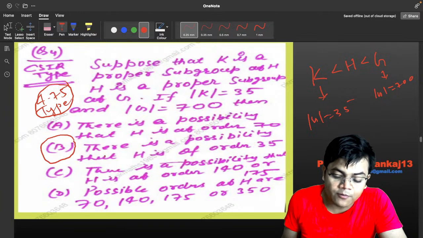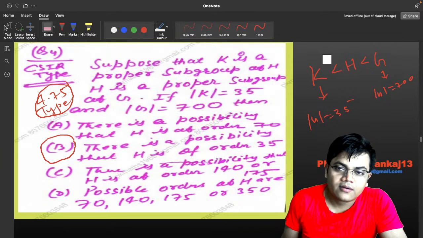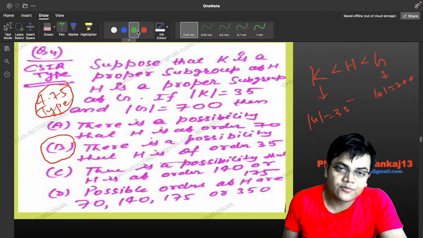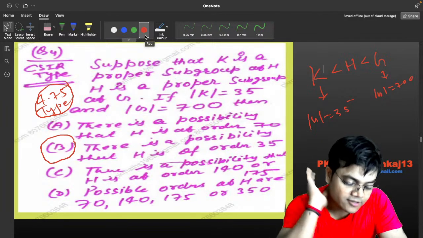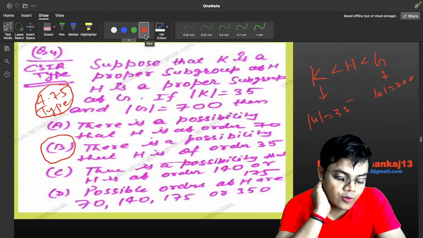K is a proper subgroup of H. It means what? So we must be a bit careful. If anybody writes pass, then I will start the discussion. Ashish ji, I am waiting for your response also. Nobody has gotten 4.75 up till now for this question.